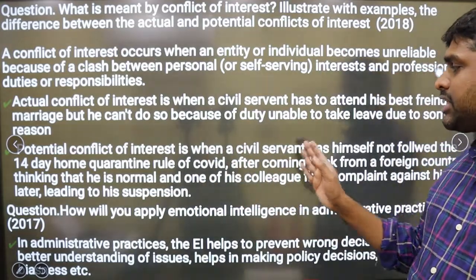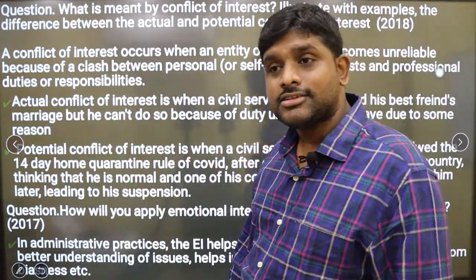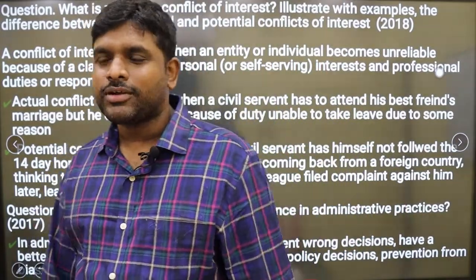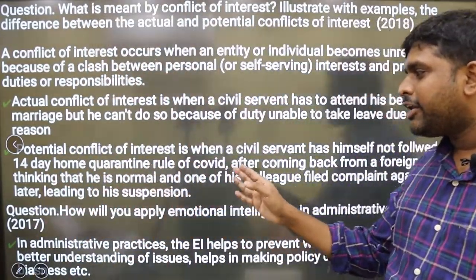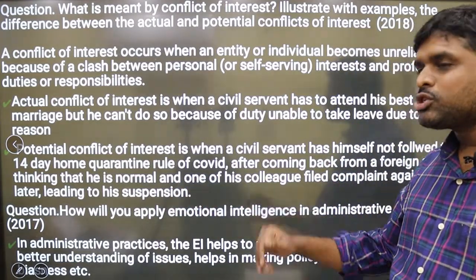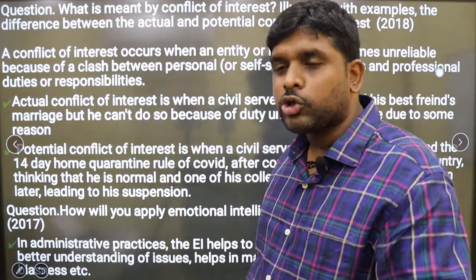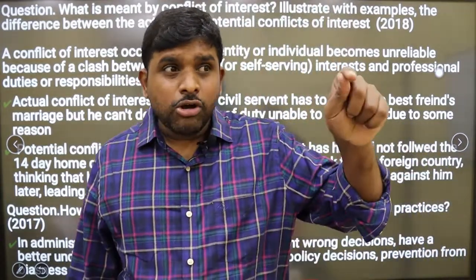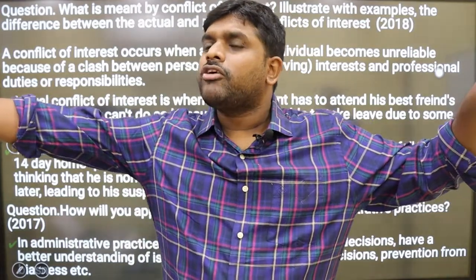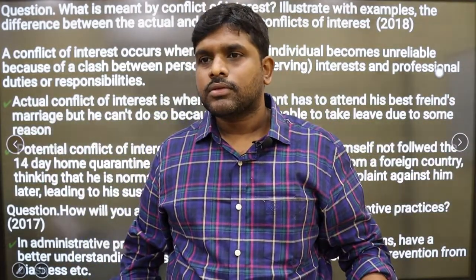Potential conflict of interest is when a civil servant has himself not followed the quarantine. I took the COVID example: the 14-day home quarantine rule of COVID. After coming back from a foreign country, thinking that he is normal. No, he should follow the rule of law. Why? Because it's because of his fault, a lot of people will suffer next. He should follow the quarantine.